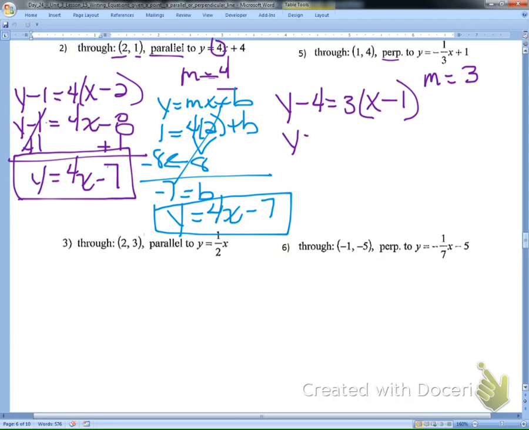Distribute, so y minus 4 is equal to 3x minus 3, don't forget that sign there, and then add 4 to both sides. So y is equal to 3x plus 1.